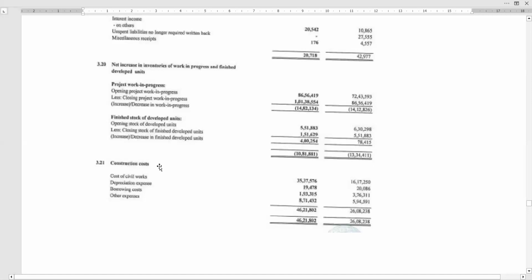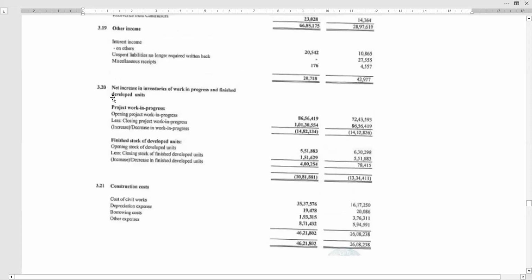Okay, you see here now construction cost. This is the 46 lakhs incurred during the year. Out of this 46 lakhs, I am transferring 10 lakh 81 net of both, I mean work in progress and finished goods. Out of 46 lakhs, whatever I have spent during the year, 10 lakhs I am transferring to work in progress inventories, that is to balance sheet. Balance 36 lakhs I am indirectly debiting to P&L. Okay, if you see this schedule or note 3.2 minus 10 lakhs and 3.21 46 lakhs.